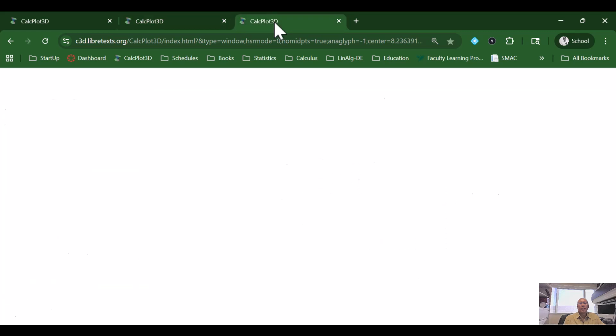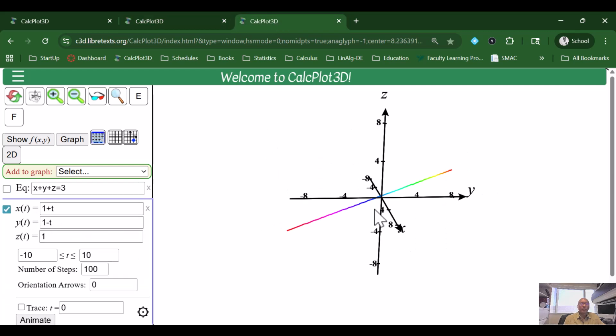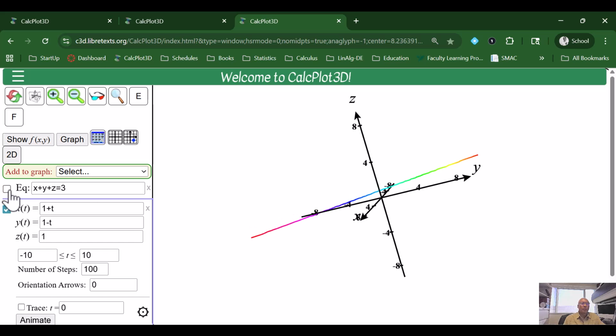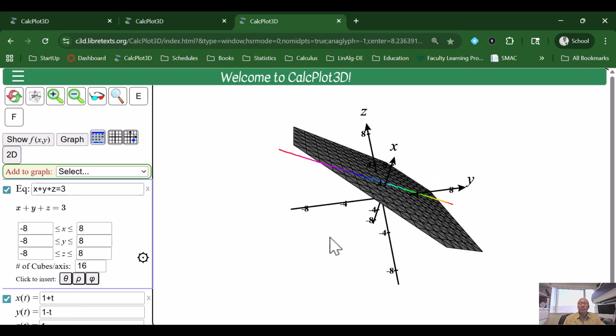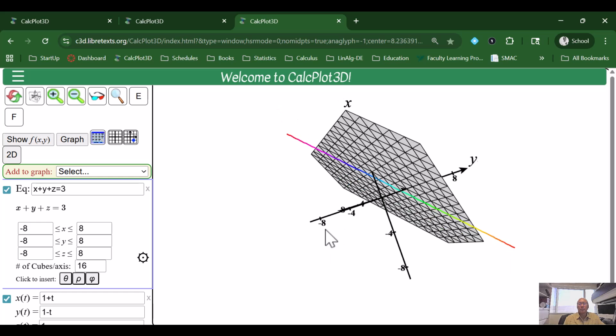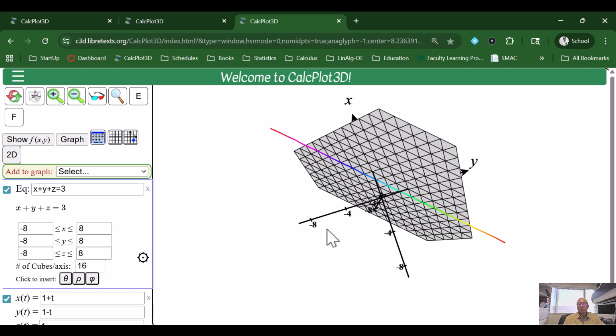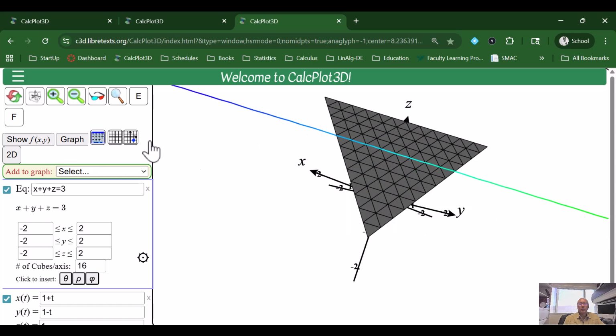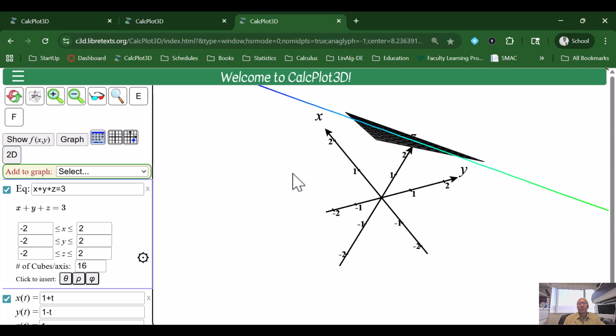All right, and then in our third example, we have a line. This is our line, and we have our plane, and we can see that the line is actually on the plane. You can see the line visible from below and above the plane. So no matter how we zoom in, it's always going to be on the plane.